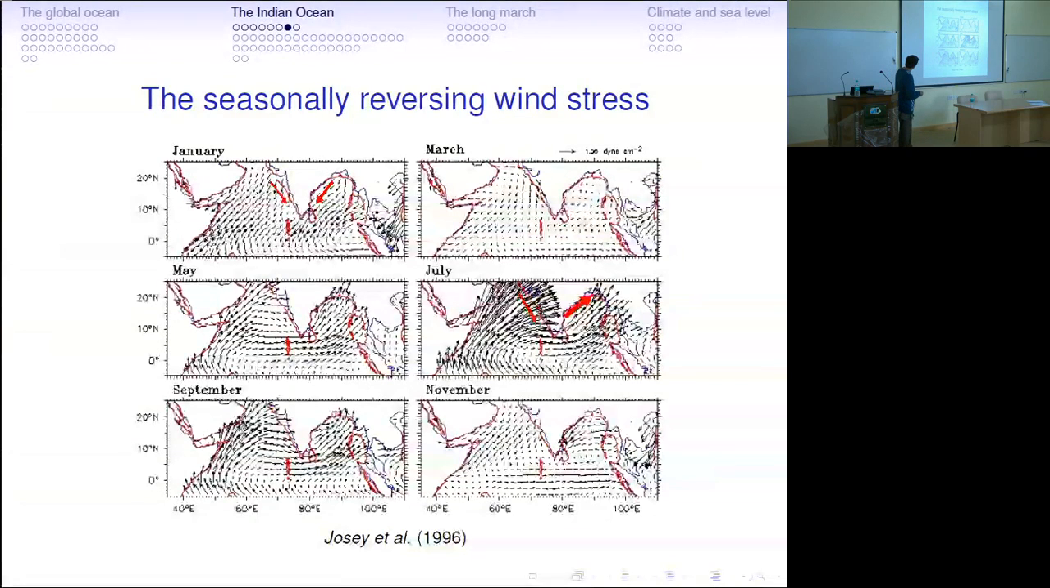Look at the winds. You see bigger winds in the Arabian Sea in July. That's the Findlater jet going across the Arabian Sea out there. The mean winds for July are weaker over the Bay of Bengal.